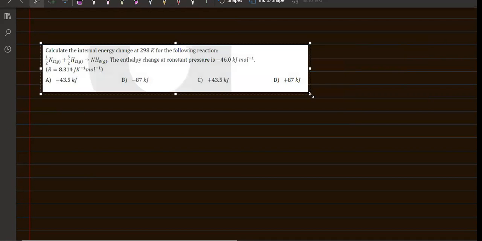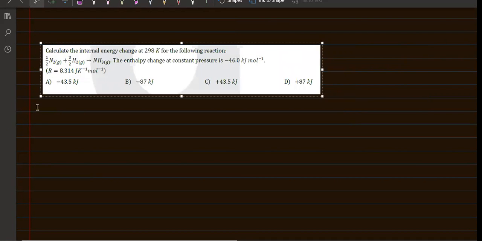So the reaction is given. What is the reaction? Tell me. The reaction is already given, right? You have to calculate the internal energy. So first you have to calculate delta H. If you have to find delta U, you have to find delta H first. Can you find delta H? Delta H is already given. Okay. So the enthalpy change at constant pressure is, so we know that delta H is already given, right? This is delta H.